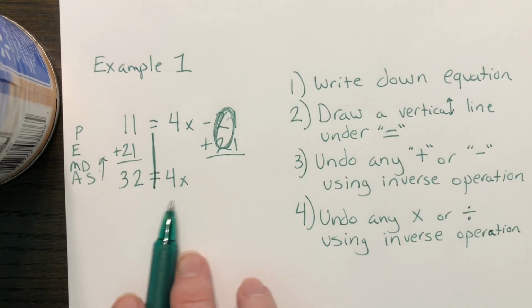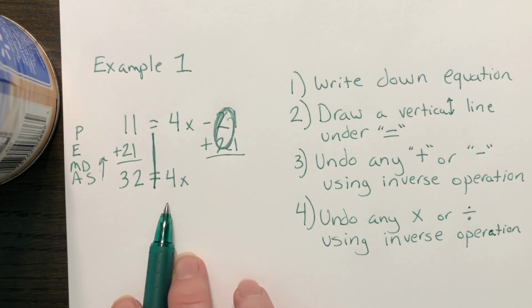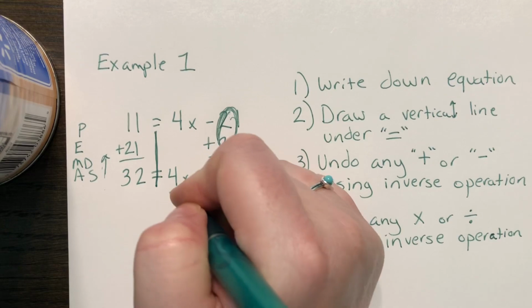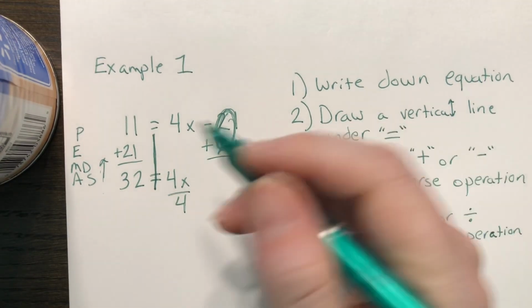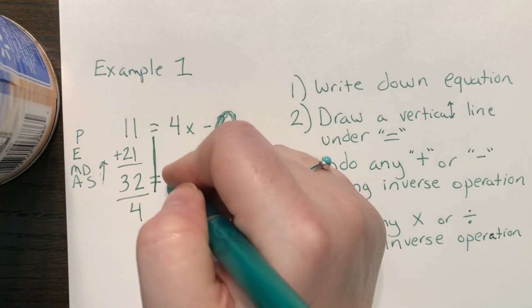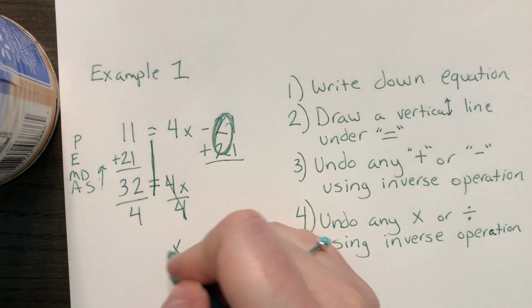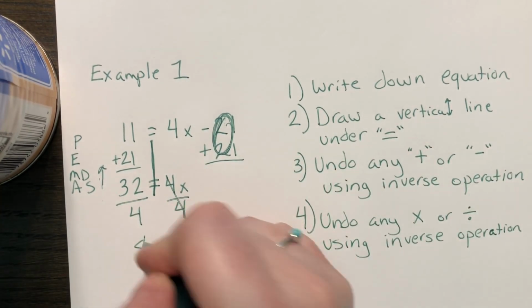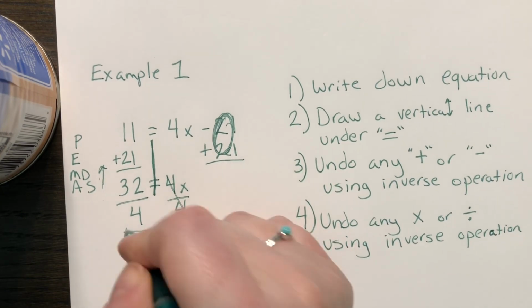Side by side, I have right here, they're multiplying by 4. So I need to undo a multiplication of 4, so I have to do the opposite, which is divide by 4. Whatever I do to one side, I must do to the other. So my x is gonna equal 32 divided by 4. 32 divided by 4 is 8, so x equals 8.